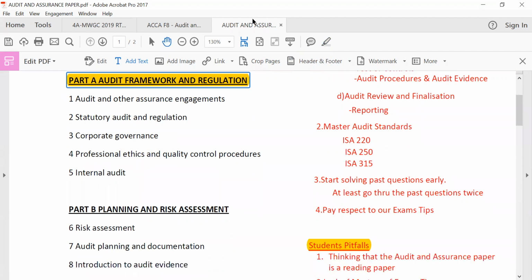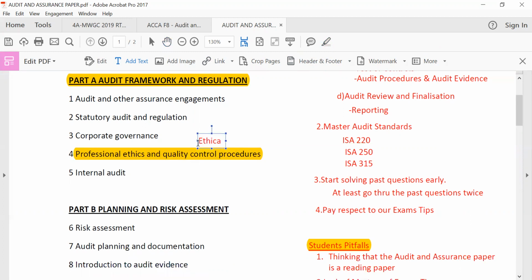Then we come to the next item, which we call professional ethics and quality control procedures. Over here, we're going to look at ethics and professional issues. Students are to note that ethical issues are different from professional issues. If we ask you to write a professional issue and you give us an ethical issue, we score you 0 for that. So ethical issues and professional issues are not the same.